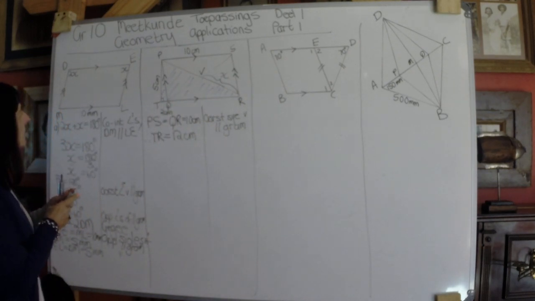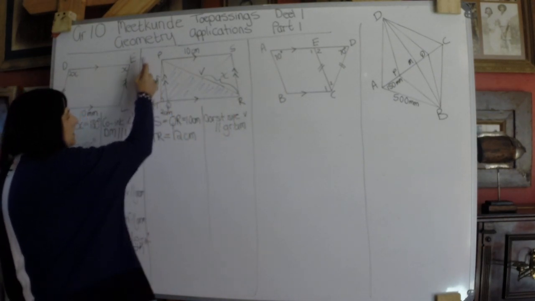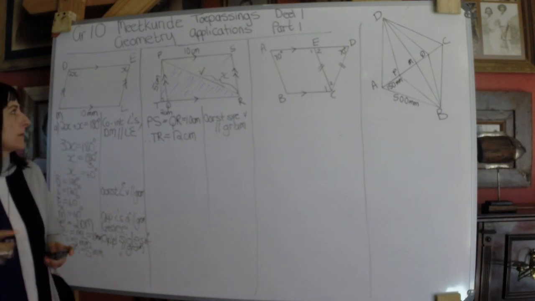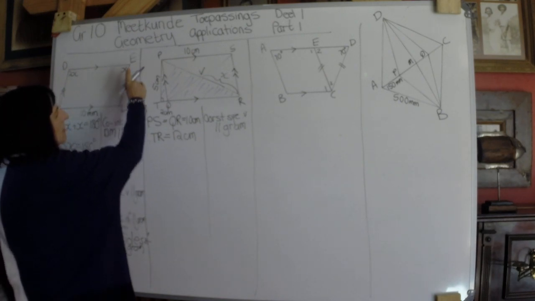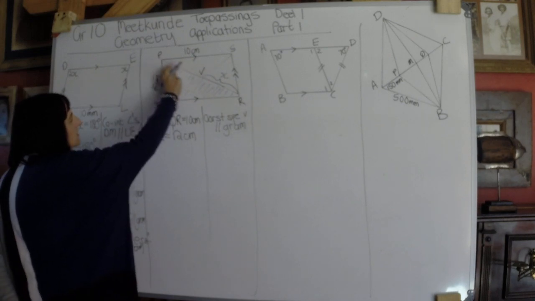We've got now these two short sides of the 90-degree triangle. So we can determine the hypotenuse, PR.